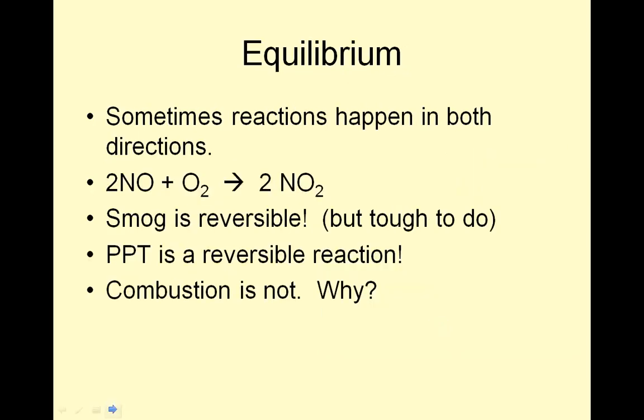Equilibrium. Sometimes reactions happen in both directions. So NO plus O2, sometimes NO2 turns into NO plus O2. Smog is reversible. But it is tough to do. You have to change temperature and stuff like that. Precipitation is a reversible reaction. So that means when I have this guy right here, and if I have two particles that have precipitated out, and these are my dissolved ones, what happens is this guy dissolves, and then a new guy precipitates out.